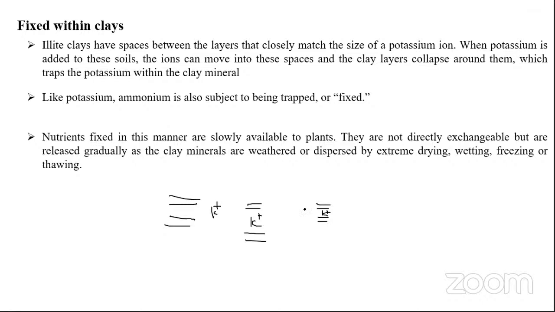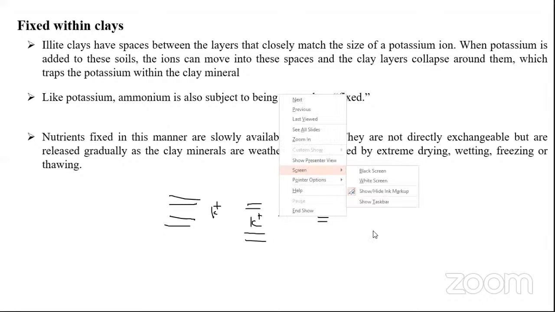So this is a major problem. We can see this with extreme drying or extreme wetting. If we go for very extreme wetting or extreme irrigation, you can see some leaching losses, and if it's a very dry condition, the fixation problem is there. So we should maintain a proper balance, then only can we give proper nutrition to the crops.